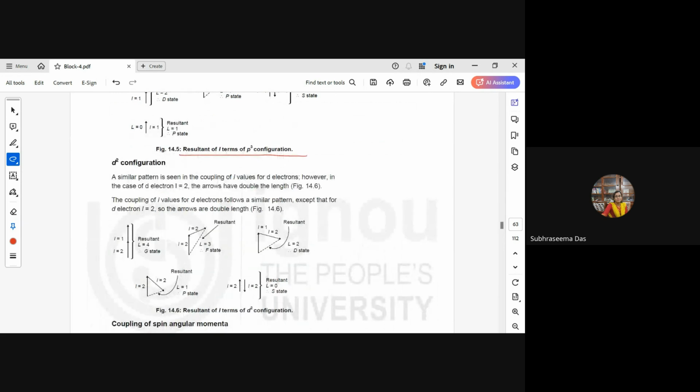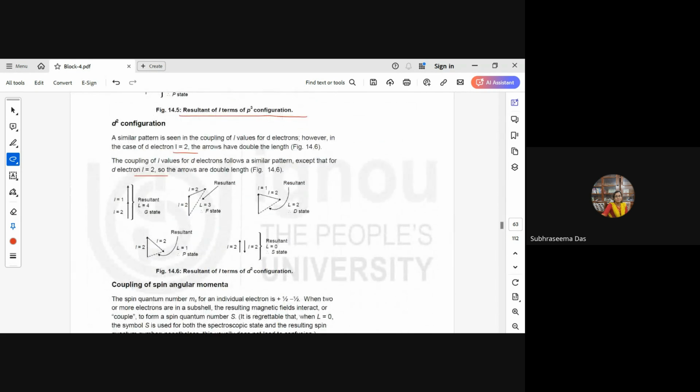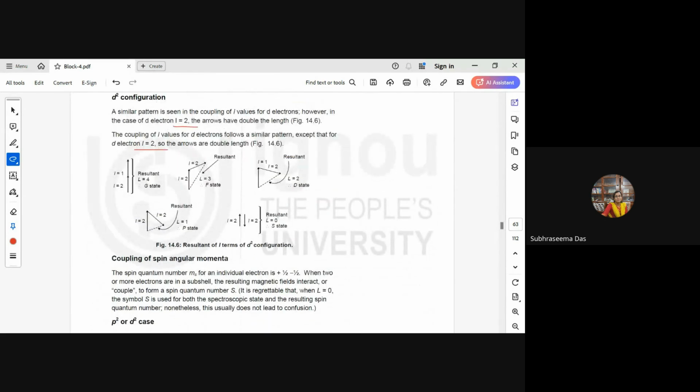Now coming to the simple case of the d2 configuration. A similar pattern follows when we look at the L value of d. For a d orbital, l is equal to 2. So the coupling of the L values for d electrons also follows a similar pattern, except that for a d electron l is equal to 2. So the arrows here, in comparison, are double in their length. These are the resultant L terms for the d2 configuration, and further such configurations can be done for other d systems.